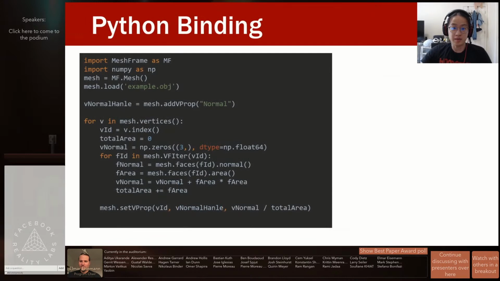The dynamic property of MeshFrame is ideal for Python binding. Here is an example of computing vertex normals through Python binding. The vertex normal is stored in a dynamic property. The Python binding really opens an easy way for those who want to get into mesh processing.